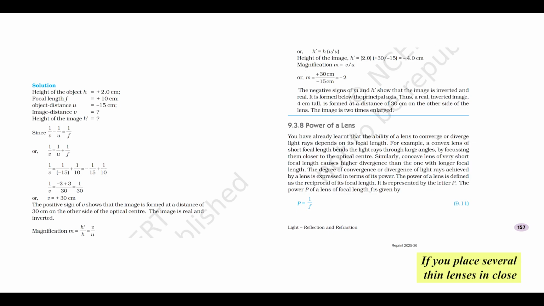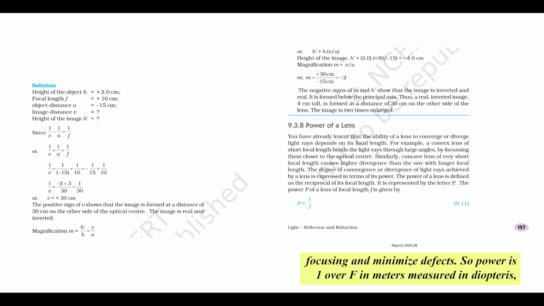If you place several thin lenses in close contact, the total power P of the combination is simply the algebraic sum of their individual powers, P1, P2, P3. Just add them up, respecting the signs. P equals P1 plus P2 plus P3 and so on. Wow, just simple addition. That's handy. Extremely handy. It's used by opticians when testing eyes by combining trial lenses and by engineers designing complex optical instruments like cameras or telescopes to control the overall focusing and minimize defects.